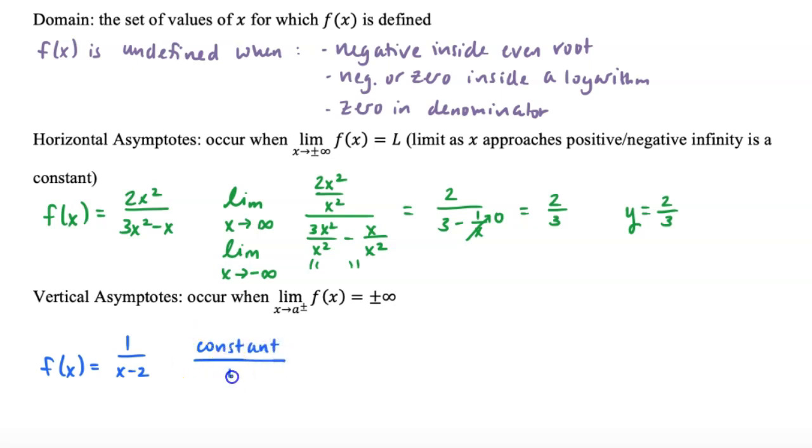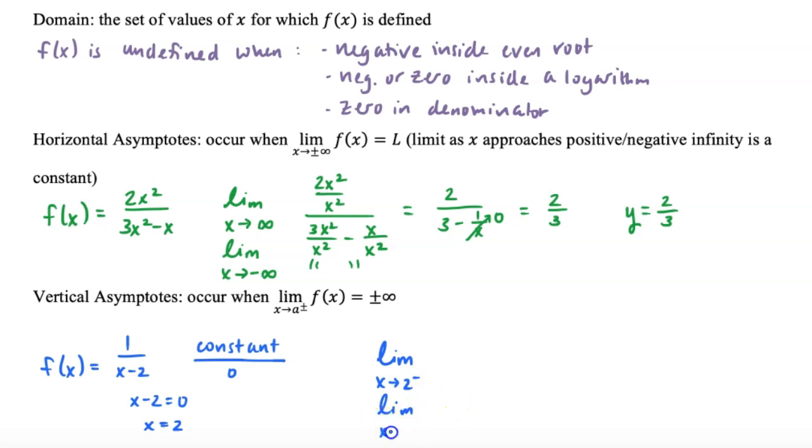divided by 0. And I'm thinking, what can I plug in for x to get a constant divided by 0? Well, if my denominator x minus 2 is equal to 0, then I can bring that 2 to the other side and I get x equals 2. So let's just do a quick check of that. What is the limit as x approaches 2? And let's do this from the left.